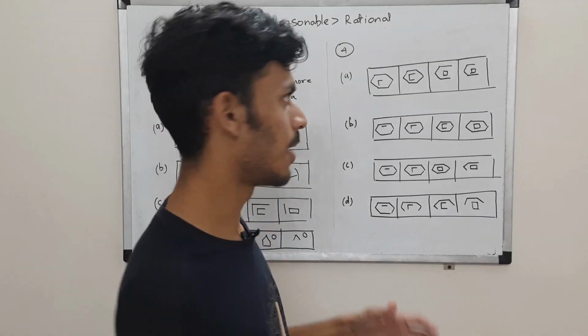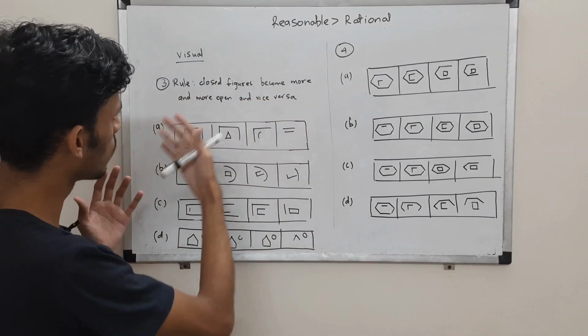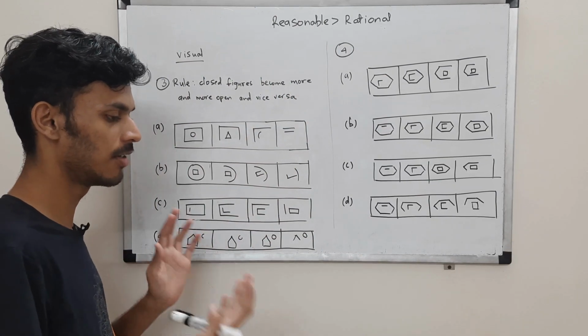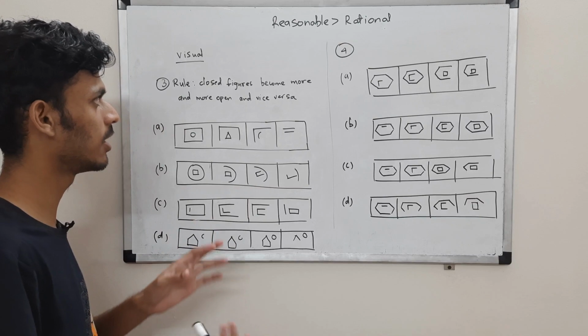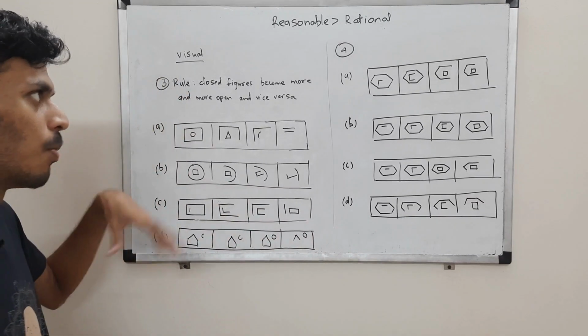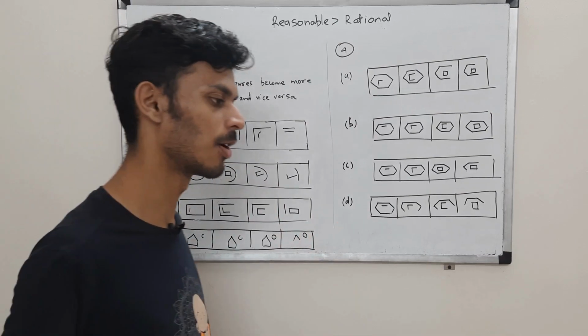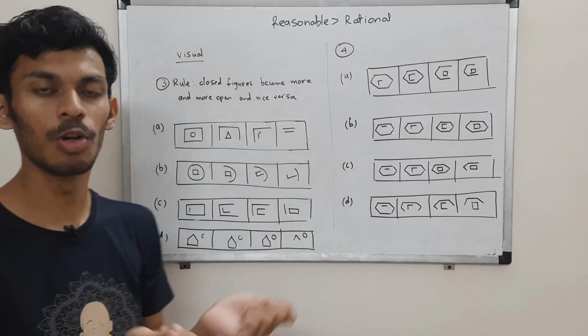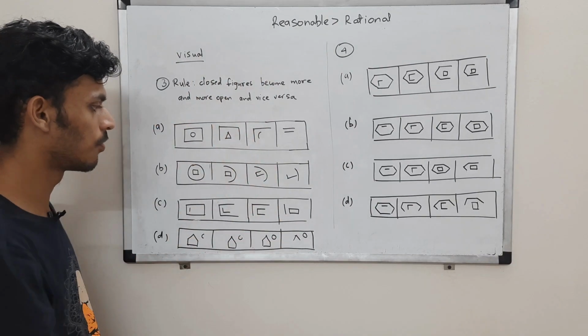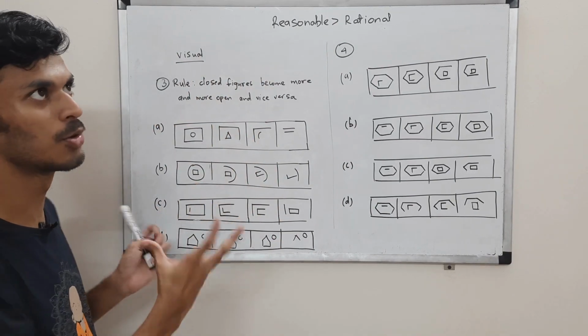Next questions are based on a rule. The rule is closed figures become more and more open and vice versa. Basically, if you have closed figures in your question, they will become more and more open by losing sides, and if you have open figures, they will gain sides or length to become closed. Let's see what we mean. You are supposed to select among the 4 options which follows this rule.